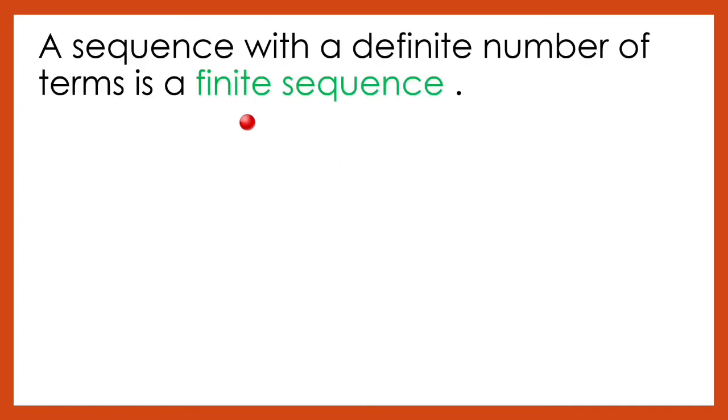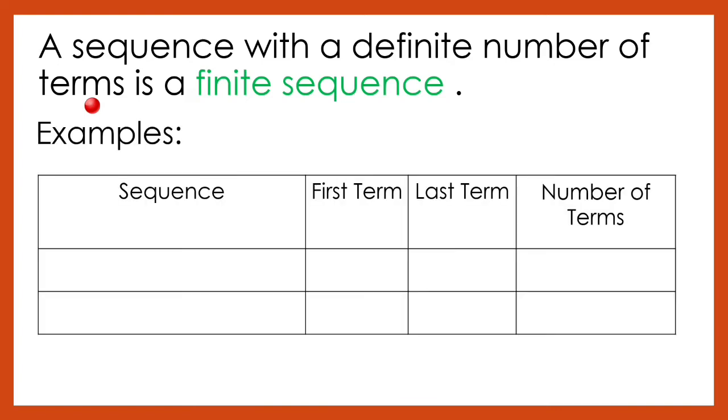Meron tayong tinatawag na finite sequence. Finite sequence is a sequence with a definite number of terms. Nabibilang natin yung terms. Examples. We have here sequence 1, 2, 3, 4, 5. The first term is 1. What is the last term? Our last term is 5.